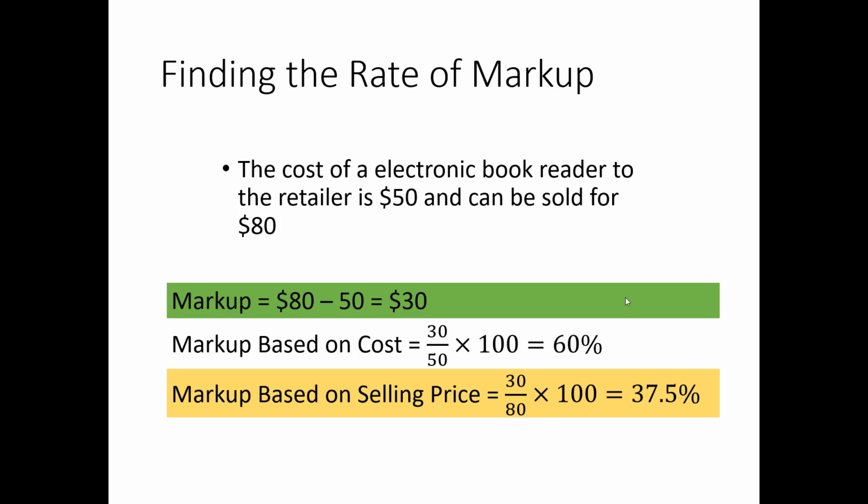How do I find my markup on costs? 30 divided by the 50 being our costs. Express it as a percentage, I get 60%. Markup on selling price: I take that exact markup amount, which is just the selling price minus the cost. We just rearranged one of those formulas. And 30 divided by 80 times 100, expressed as a percentage, I get 37.5%.